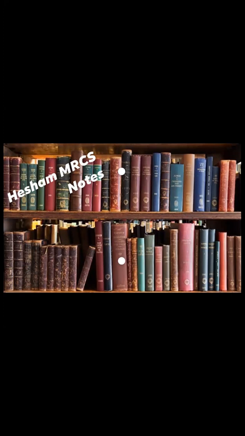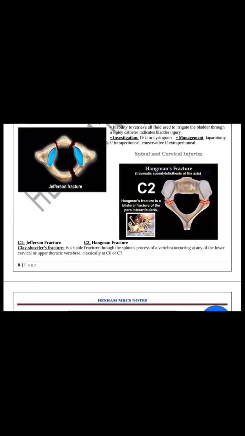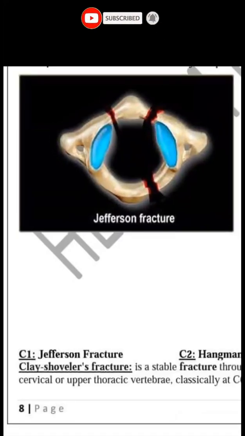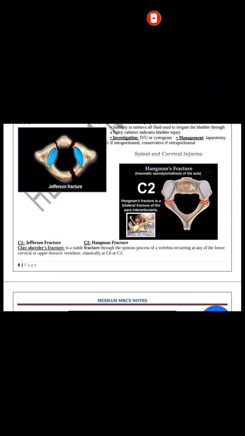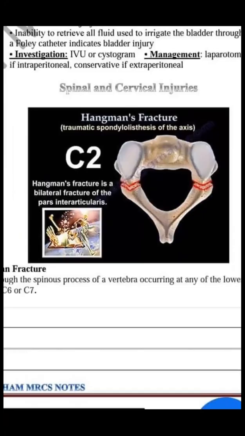Now I'm going to share some pictures. This is the first one. Fractures of C1 and C2 vertebrae. C1 is atlas, C2 is axis. Fracture of C1 is called Jefferson fracture. And here, this is like that. Fracture of C2 is called hangman fracture. Hangman fracture is bilateral fracture of pars interarticularis of axis. Some sort, it's called the traumatic spondylolisthesis of the axis.